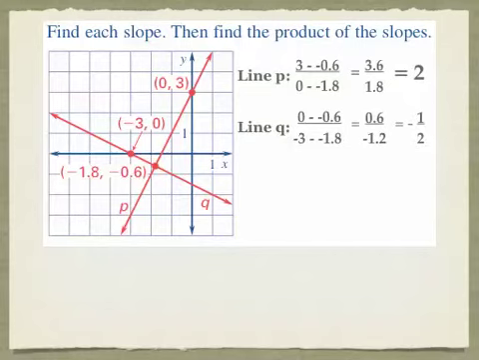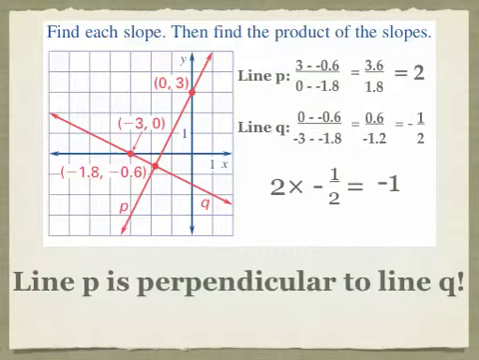To be sure though, so I'm already thinking possibly I have perpendicular lines. To be sure, I can multiply the two numbers together. 2 times -1 over 2. Remember, we can write 2 over 1. So we have 2 times 1 is 2, over 1 times 2 is 2, and a positive times a negative is a negative. So this does equal -1, which does go ahead and tell me that line P is perpendicular to line Q.